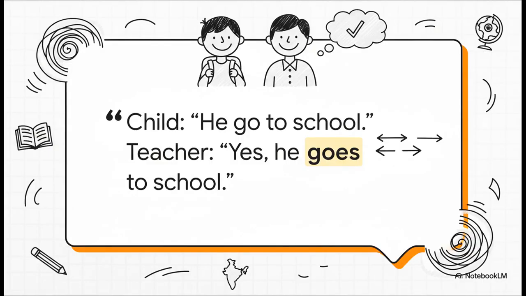Here's exactly what that looks like. The child says, he go to school. The teacher first validates what they said with a simple yes, and then gently models the correct form. He goes to school. It's such a small interaction, but the impact is massive. It's respectful, it's effective, and it's totally empowering for the student.